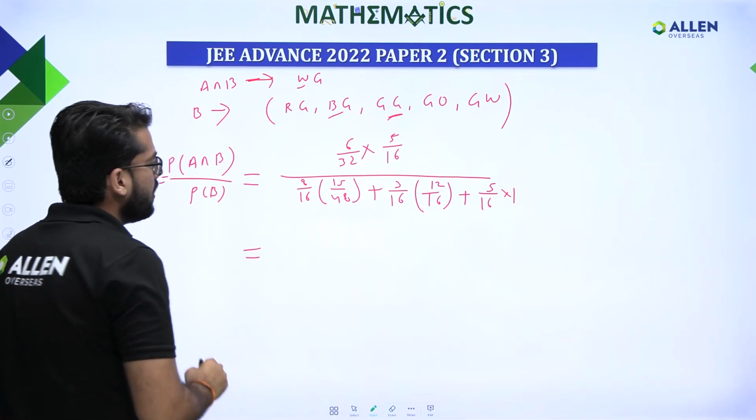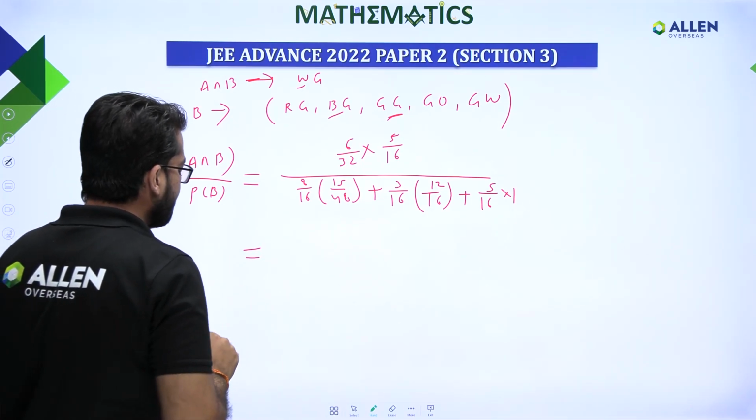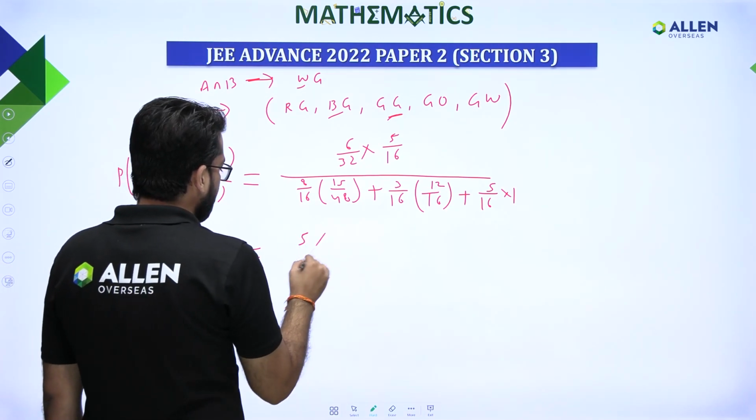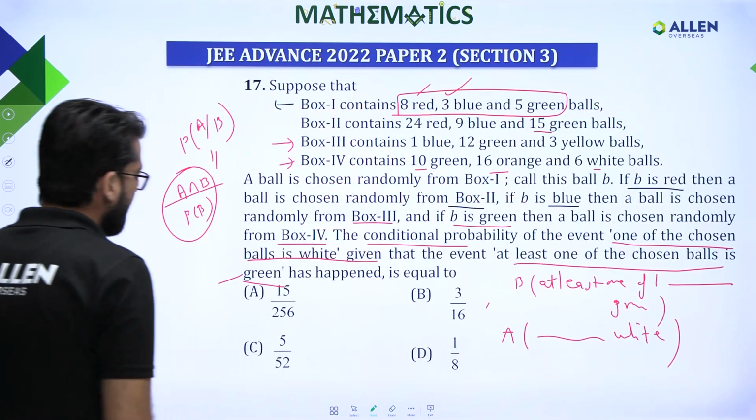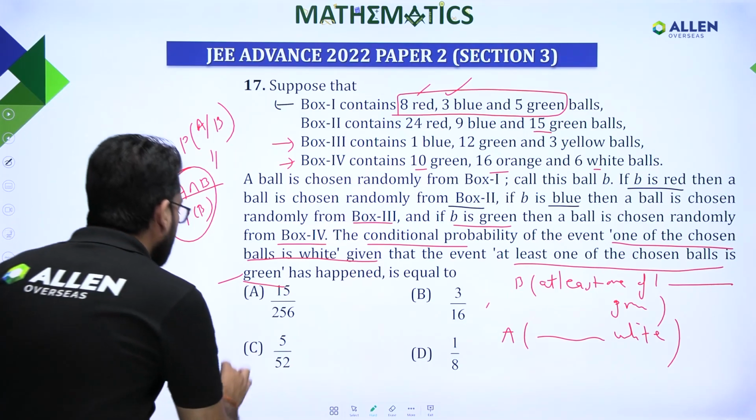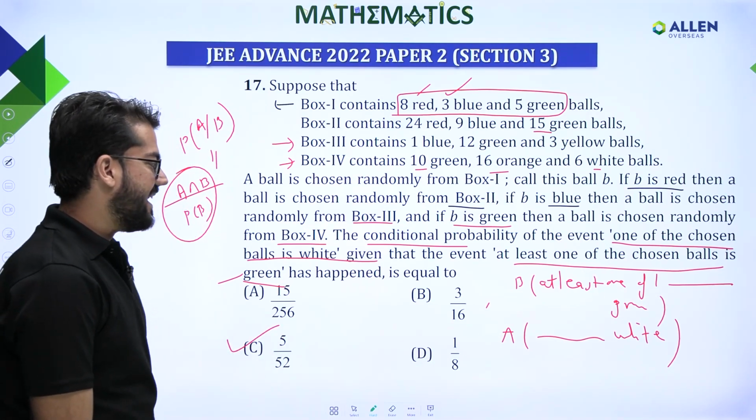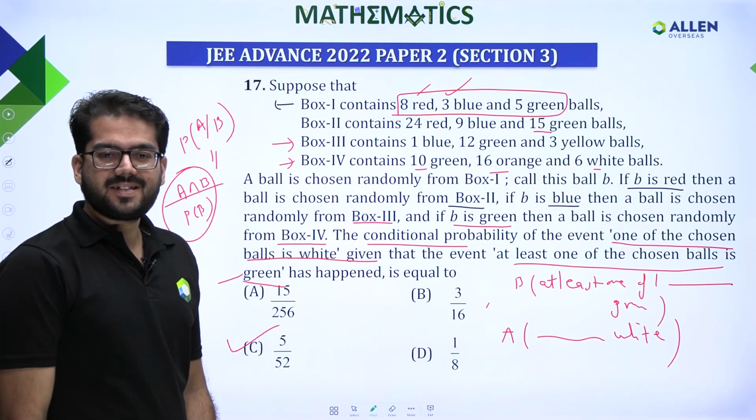Now when you solve this, you will get the answer, that is 5 by 52, right. And the 5 by 52, where is it? 5 by 52, here it is. Option C is the correct one for this question. Hope it is clear to everyone.